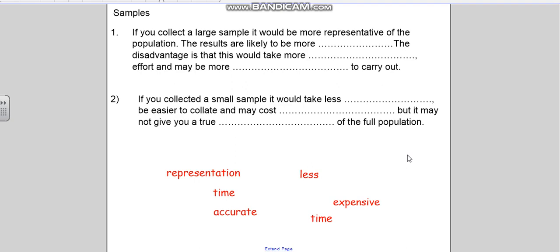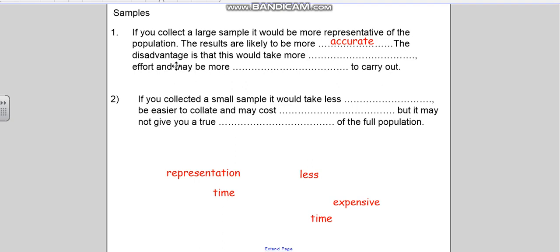Okay, so we're going to finish looking at samples. So if you remember, a sample is a group taken from the population that you hope will represent the population. But you could take a large sample, you could take a small sample. So we're just going to look at the advantages and disadvantages of large and small samples. So, number one, if you collect a large sample, it will be more representative of the population. The results are likely to be more accurate.